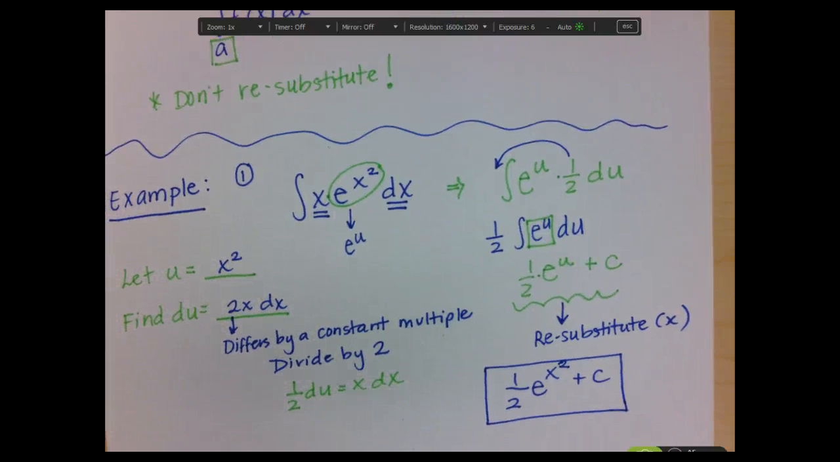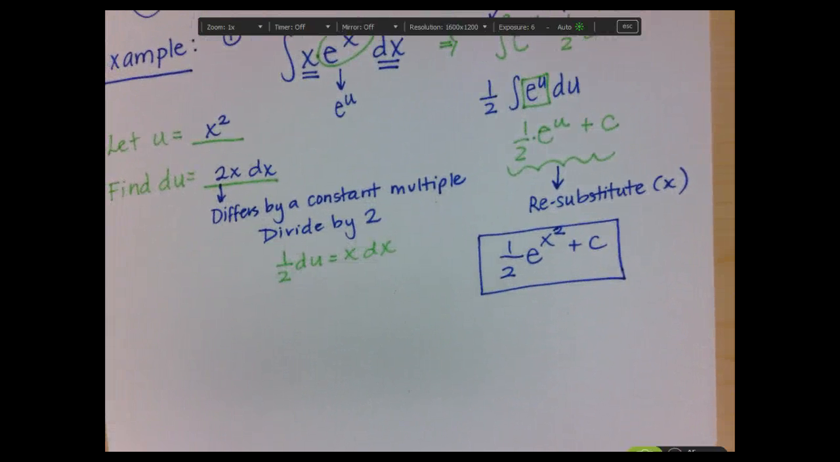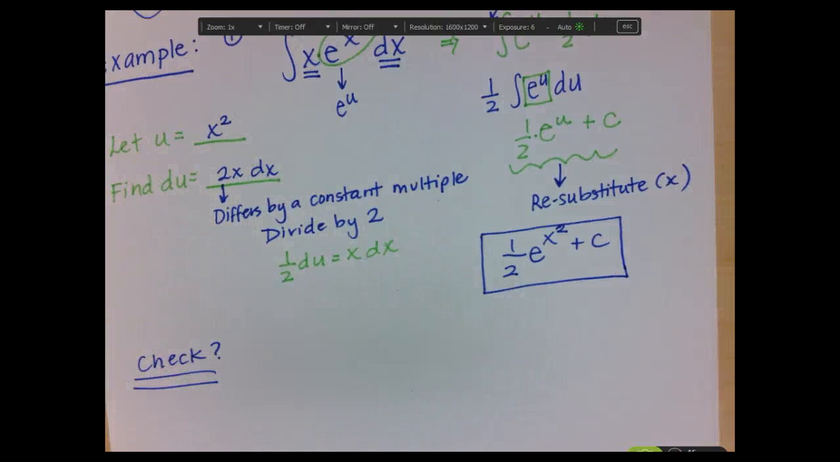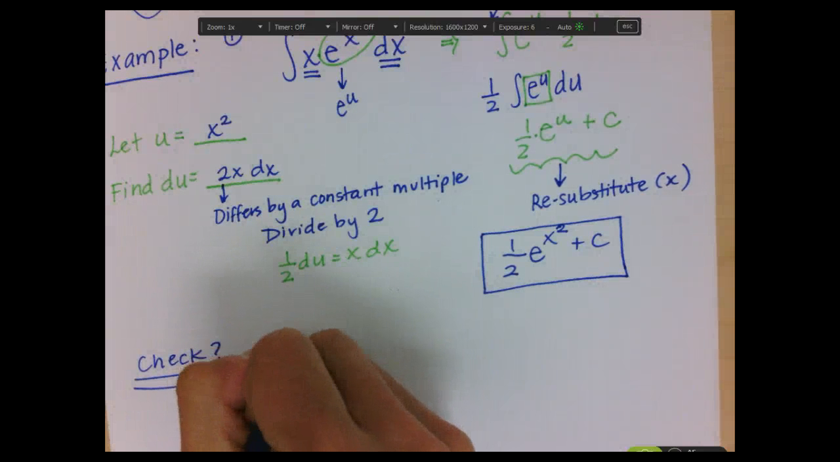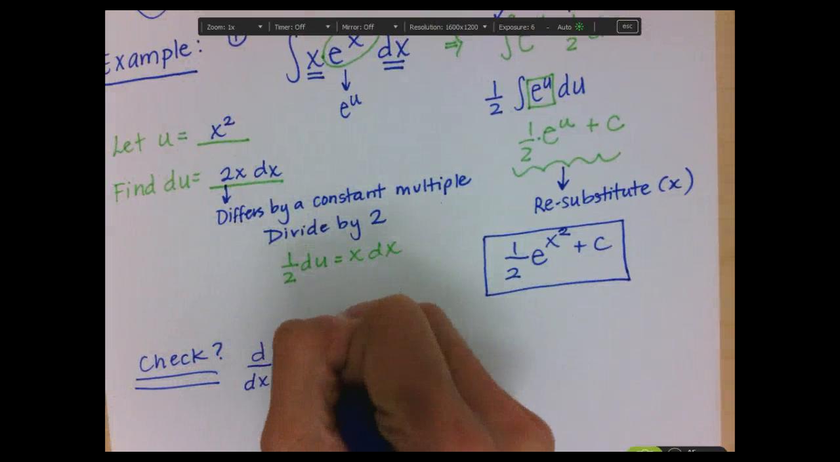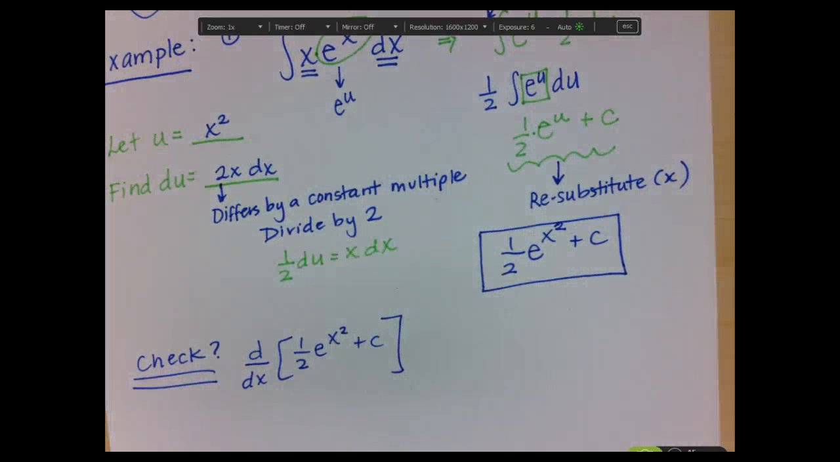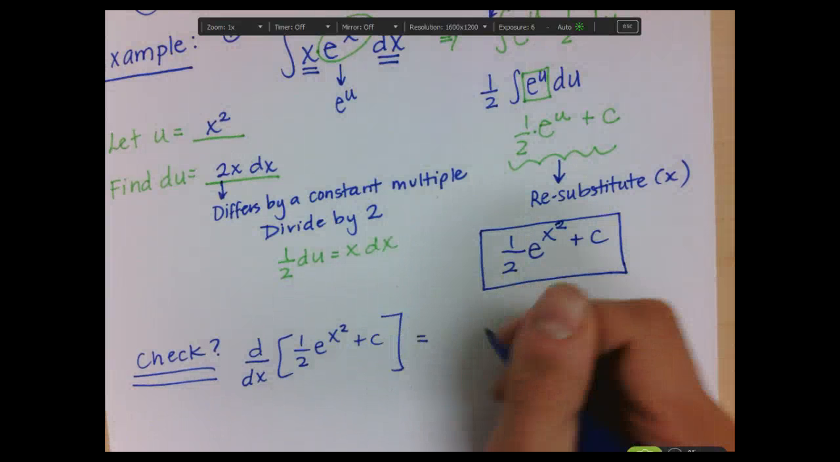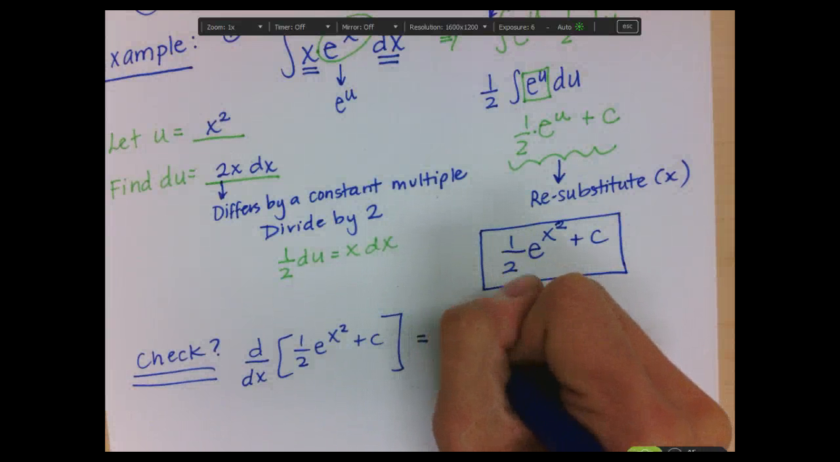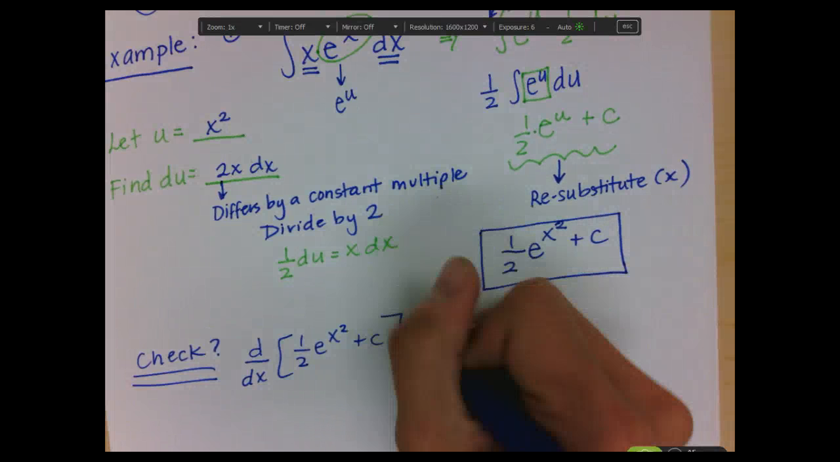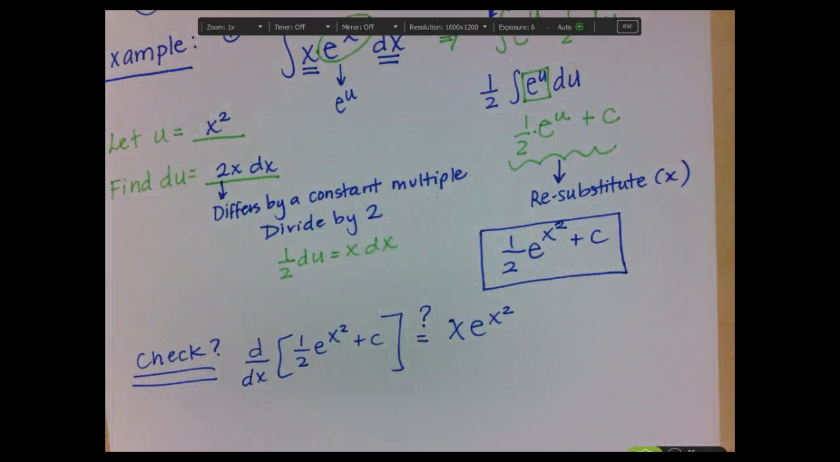Now this might be a great time to pause the video and actually check to see that we've done this correctly. So if we've done this correctly, when we take the derivative of our answer, we should get x e to the x squared, which is what we integrated to begin with. So again, might be a good time to pause and make sure that this does check and that we did our integration correctly.